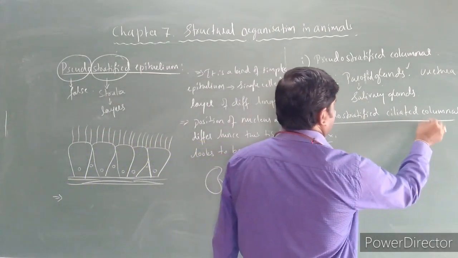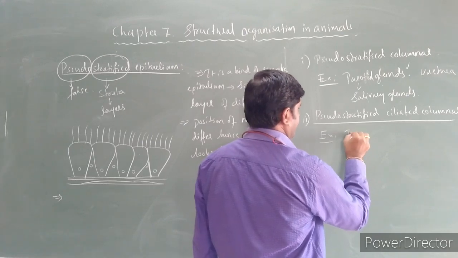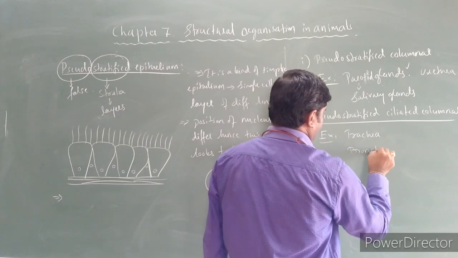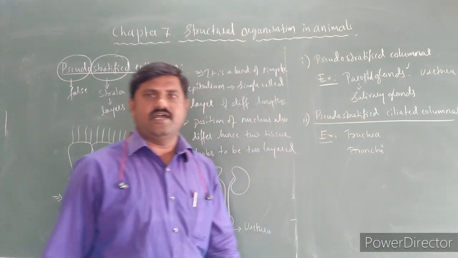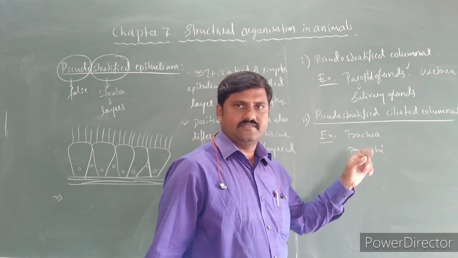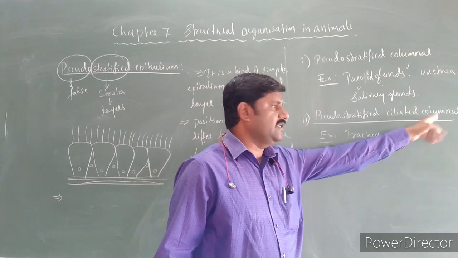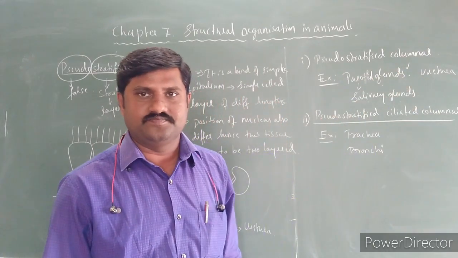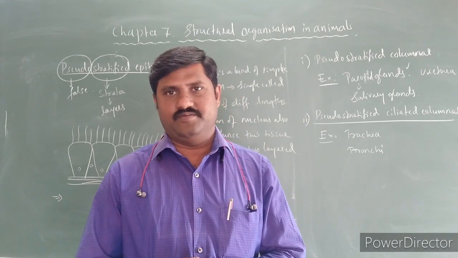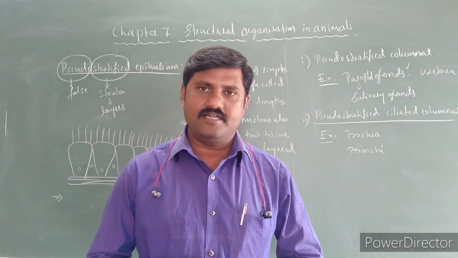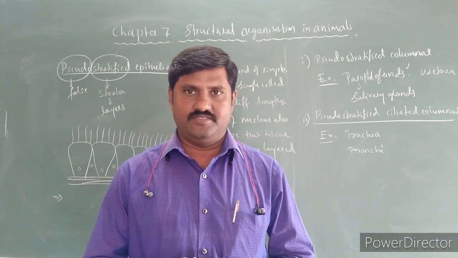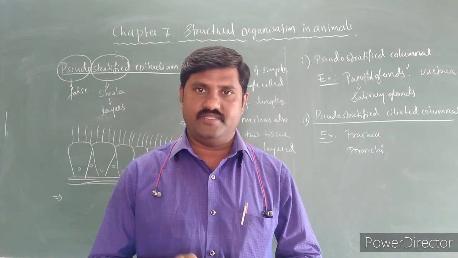This is the epithelium that we come across in the trachea and bronchi. What is the trachea? What are bronchi? You know it better, right? So in these linings we come across pseudo-stratified ciliated columnar epithelium, right? So these are all different types of simple epithelium, based on the shape and functions of the cells. And the next one is compound epithelium.